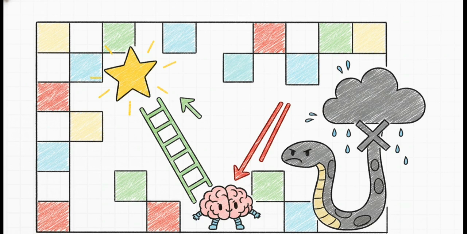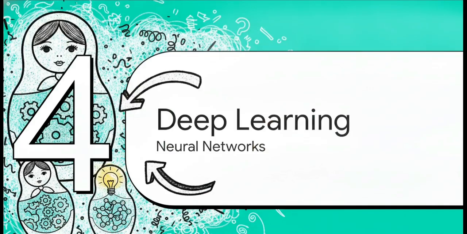And honestly, this exact reward and penalty framework is the very thing that allows a self-driving car to safely navigate a super busy city street. Opening our next nesting doll now, Part 4. Deep learning and neural networks.